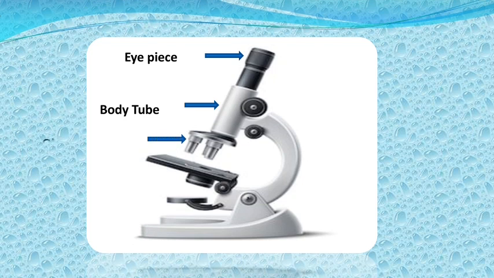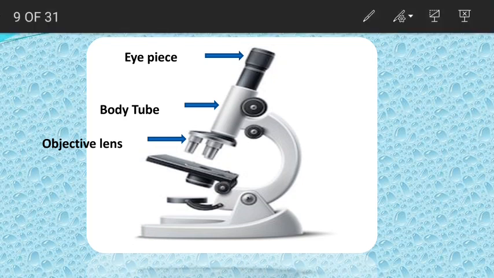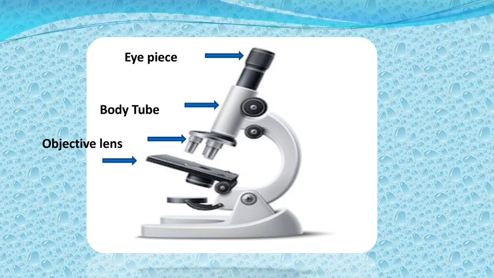Next part, objective lens. One or more sets of lenses are fitted to the lower end of the body tube with the help of a revolving nose piece. There are two objective lenses in a student microscope, the lower power objective and the high power objective. The lower power objective has a magnification of 10x or 20x, and the high power objective has a magnification of 44x or 62x.